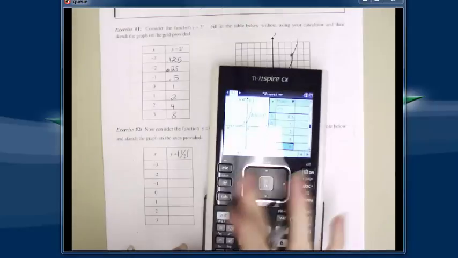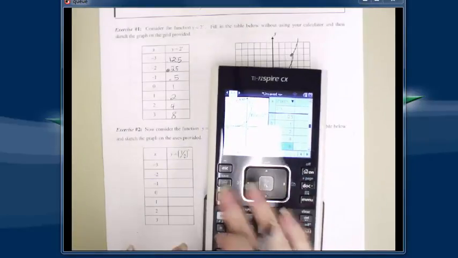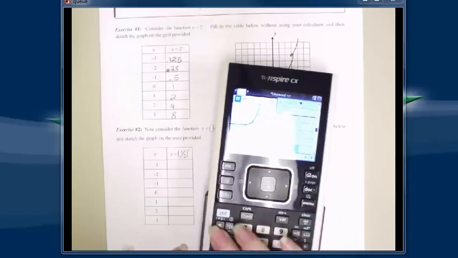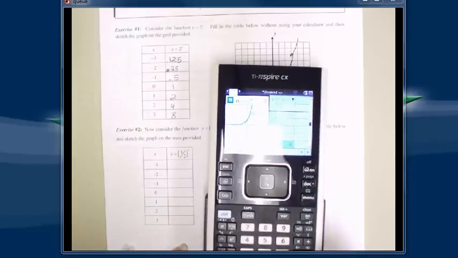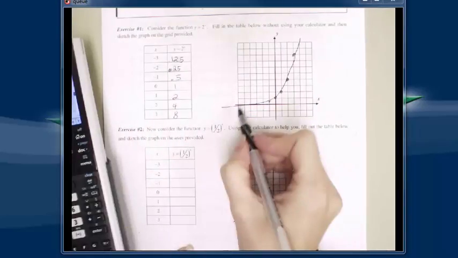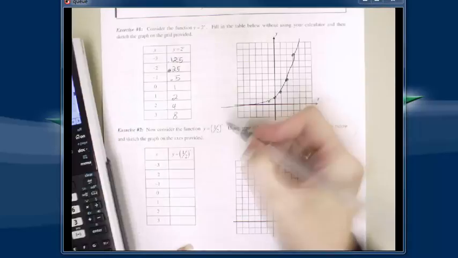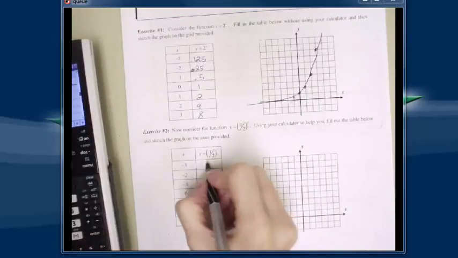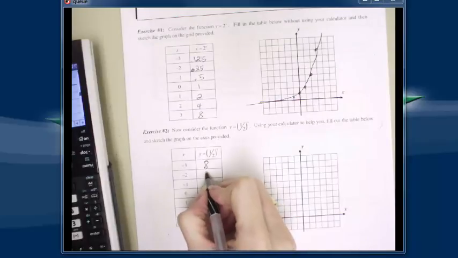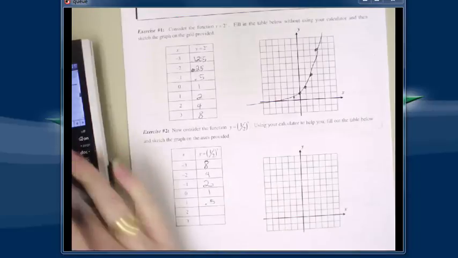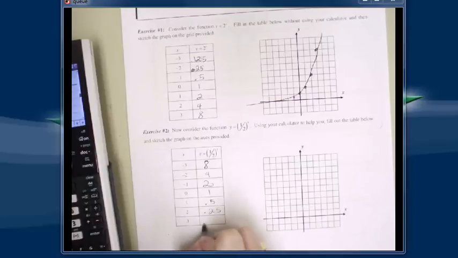Go back over here, hit tab to pull up the screen, and we're going to change this to 1/2 to the x. And we can see our values change a little bit. The bigger change is that the original one I did, 2 to the x, is increasing, and the 1/2 to the x is a decreasing function. So let me fill in the chart here. Now it's 3 is 1/8, -3 is 8, -2 is 4, -1 is 2, 0 is 1, 1 is 1/2. There's the 1/4 and the 1/8.